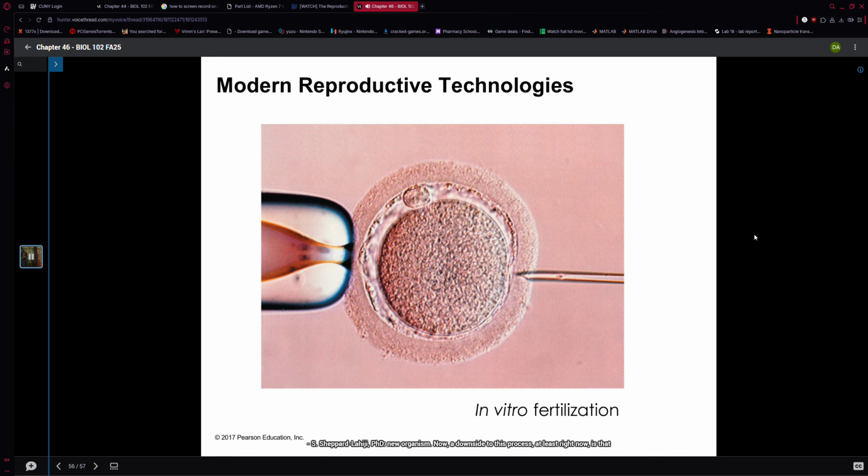Now, a downside to this process, at least right now, is that multiple births are pretty common when in vitro fertilization is used, because it's really common for them to transfer in more than one embryo, because the goal is to ensure that at least one implants and develops normally. And so oftentimes more than one will implant and develop normally. So, working on how to ensure that this isn't the case is something that would be beneficial from a reproductive technology standpoint.